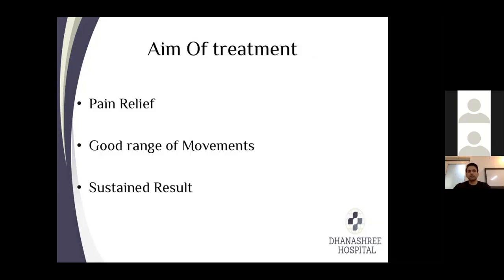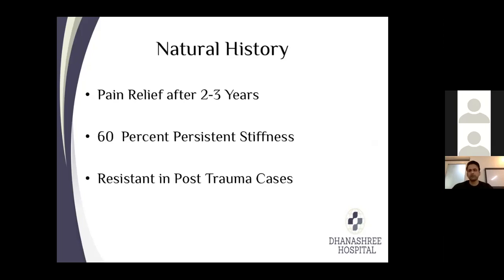As I said, what is the aim of the treatment? The aim of the treatment is to give pain relief to the patient, give them a good range of movements, and the result should be sustained. Years later, the patient should come to you with a pain-free shoulder. There should not be any sort of stiffness in the shoulder resulting post-treatment. If the patient asks the doctor, look, I'm having a lot of pain, you have advised me such and such treatment, but I still don't want to undergo any sort of procedure, what is the worst thing that can happen? The worst thing is the pain will actually get better, but it will take 2 to 3 years. So the patient should be ready to bear the pain for 2 to 3 years.